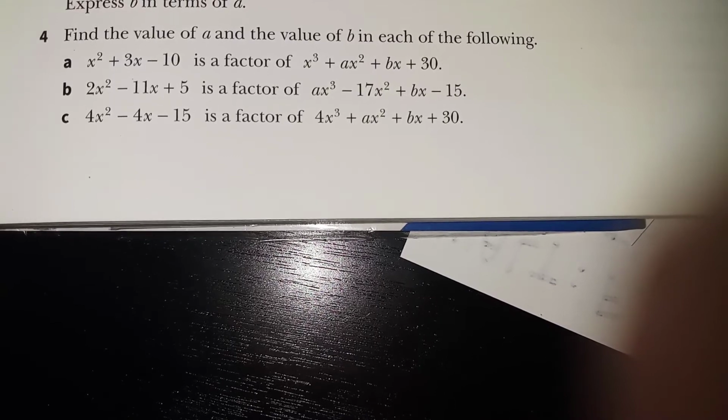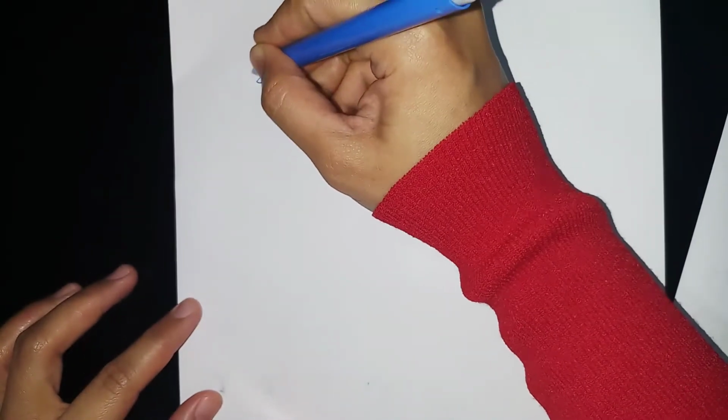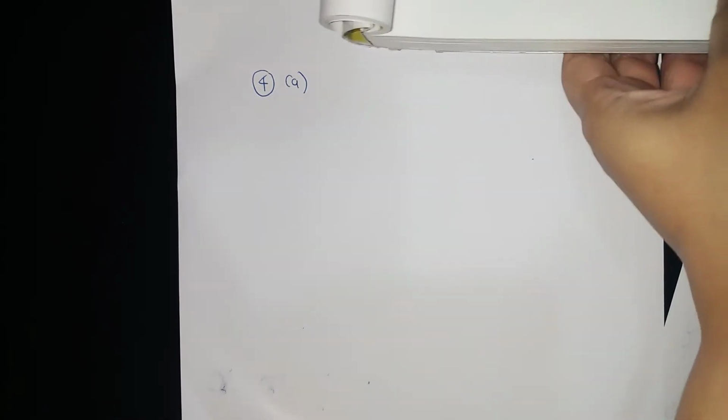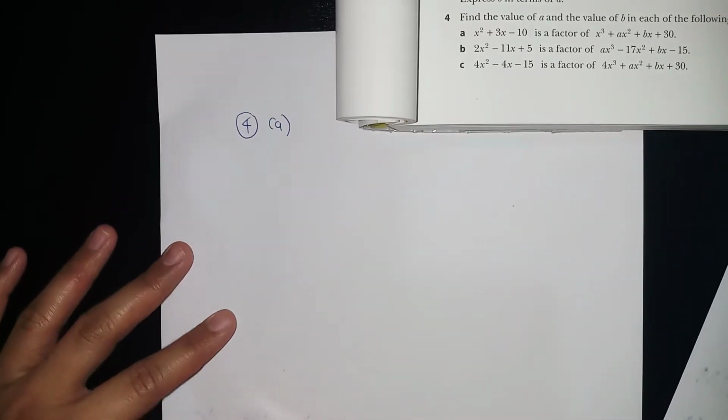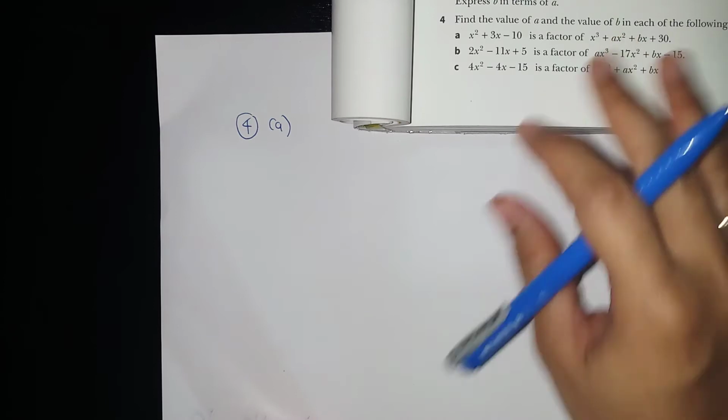Now I want to explain question 4A. Question 4A states that please refer to the question just now that you have copied. Please make sure you copy the question. Use your exercise book. Pause the video just now and copy the question. Okay, so this is the question for 4A.